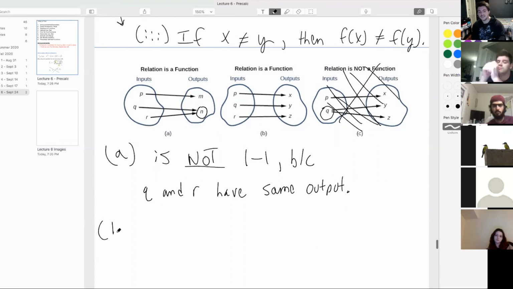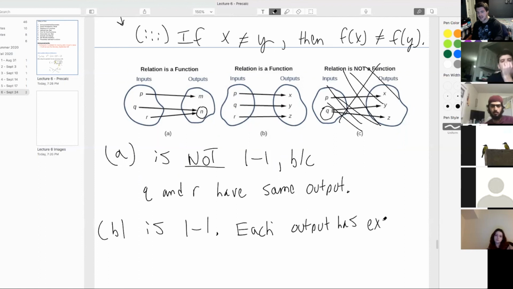But B is one-to-one. And you can just see that visually by inspecting this. Each distinct input has a distinct output. In other words, each output has exactly one arrow coming into it.